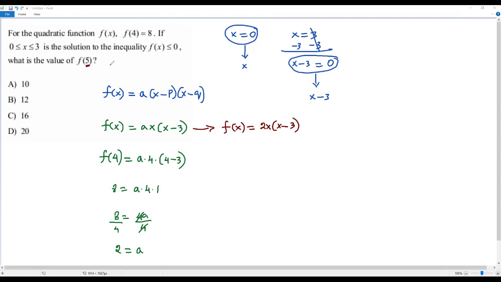Now we can plug in 5 for x over here to evaluate the value of f of 5. Okay, now let me do it. Let me plug in 5 for x over here. Then we get 2 times 5 times (5 minus 3). Okay, here 2 times 5 is 10, and 5 minus 3 is 2. 10 times 2 is 20. Okay, here I got the value of f of 5. Its value is 20. We find this 20 in answer choice D. The correct answer choice for this question is D.